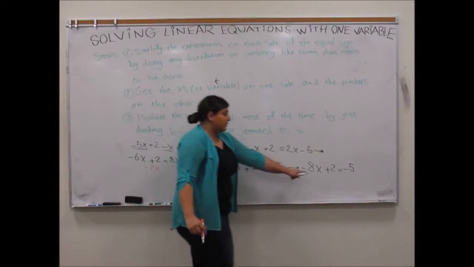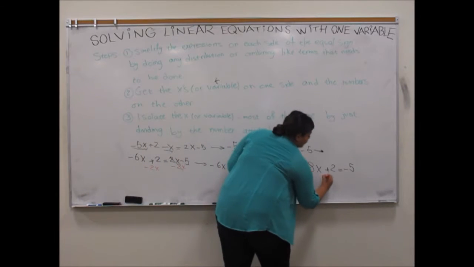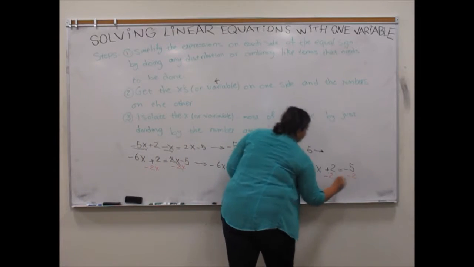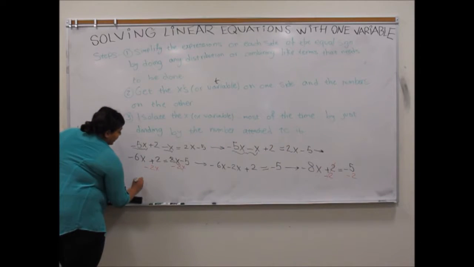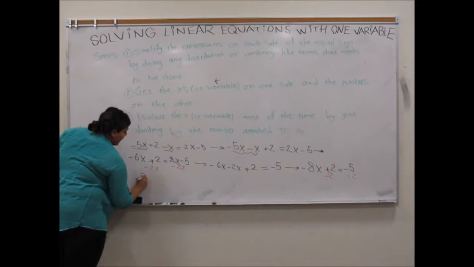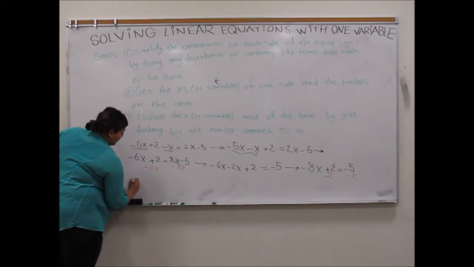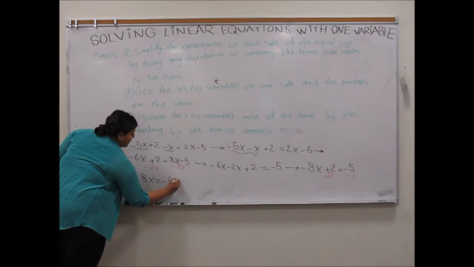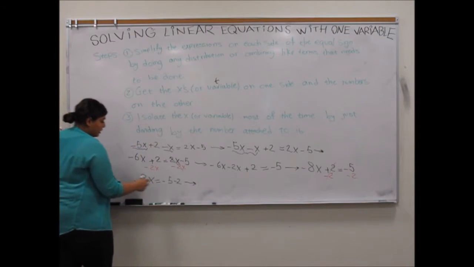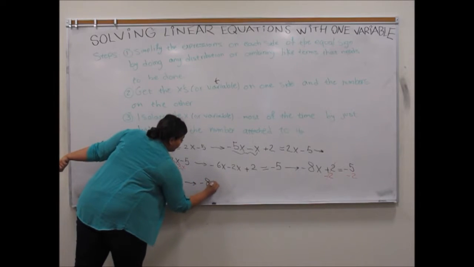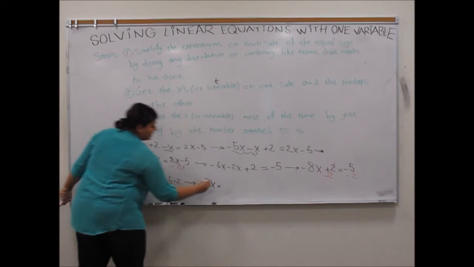So I have to get rid of this positive 2, so I'm going to do negative 2 for both sides. This will cancel that out. So I have negative 8x equals negative 5, negative 2. Simplify it even more. Negative 5 minus 2 is negative 7.